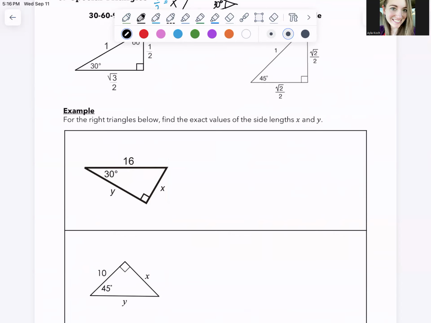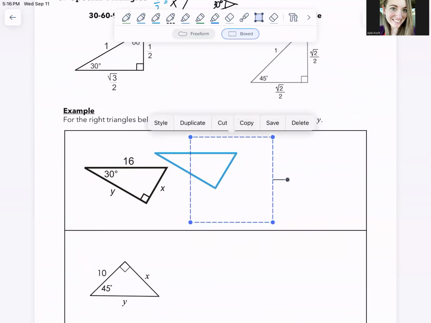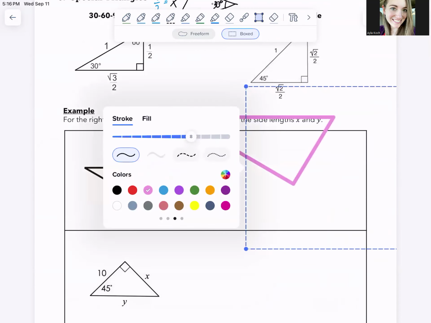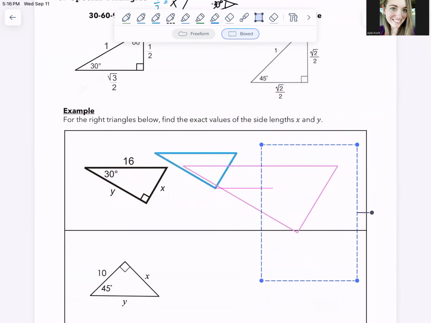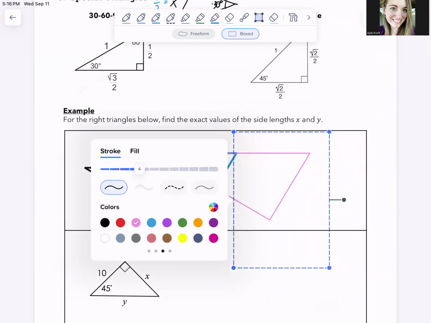Let me actually do this in blue. Duplicate, style, pink. I'm going to make this guy bigger. So you saw me just copy that triangle, and all I did was make it bigger. Make this a little bit thicker there.